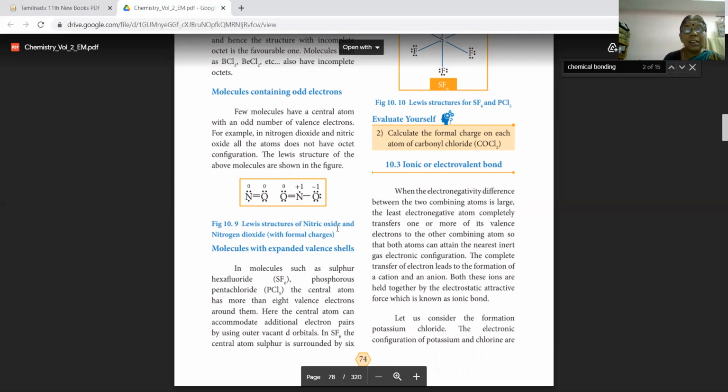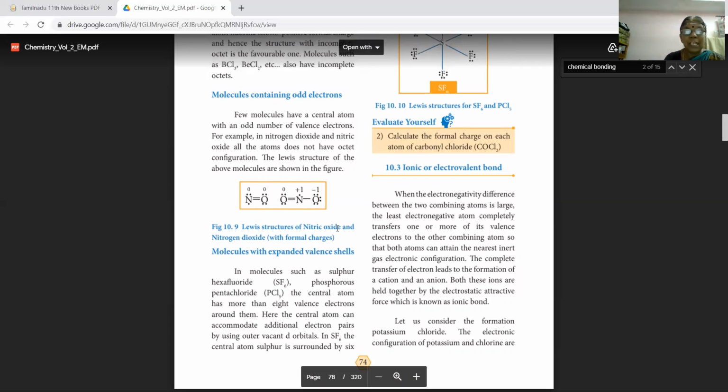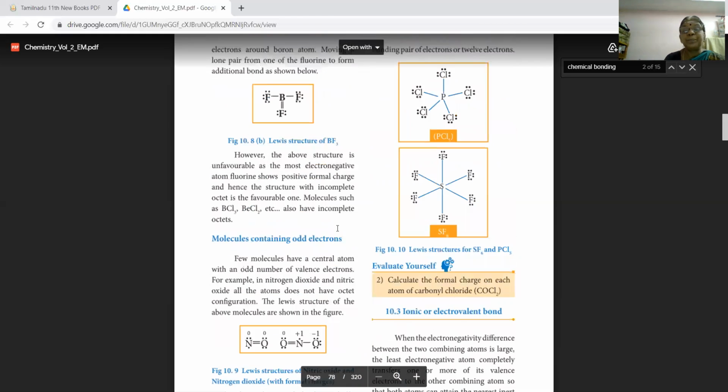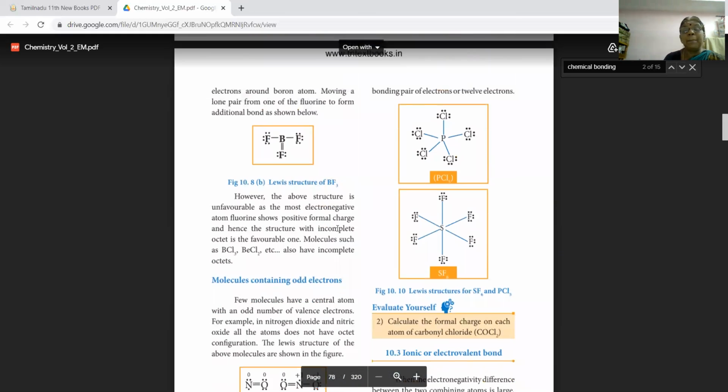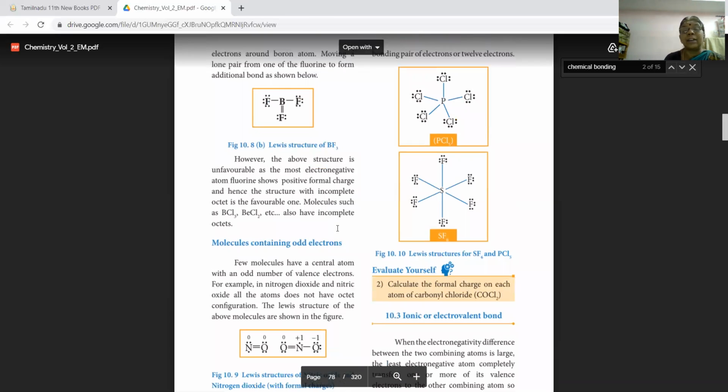But if you take sulfur hexafluoride and phosphorus pentachloride, there will be more than 8 electrons. Here the central atom can accommodate additional electron pairs by using the outer vacant d orbital. In SF6, the central atom sulfur is surrounded by 6 bonding pairs of electrons, or 12 electrons.